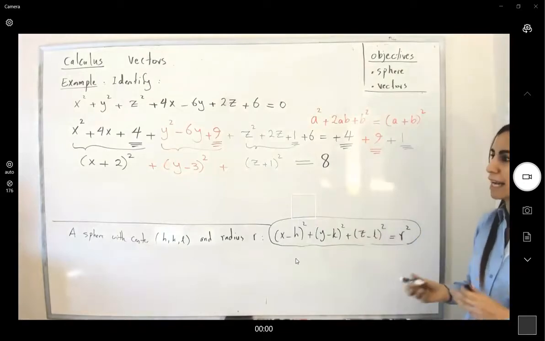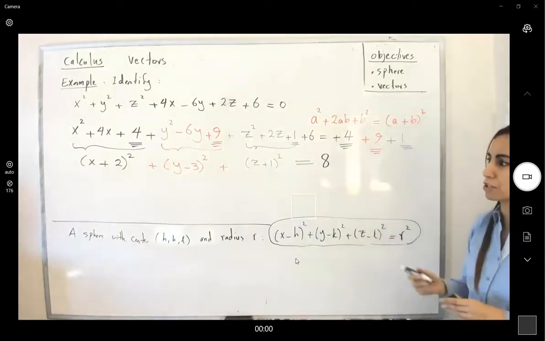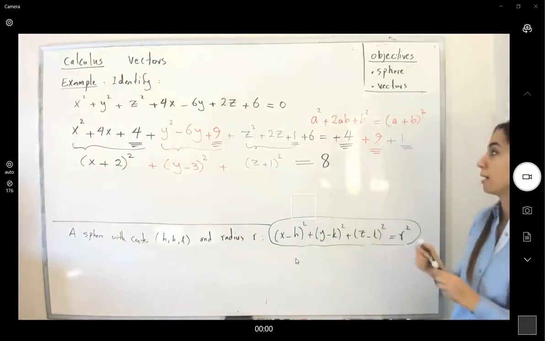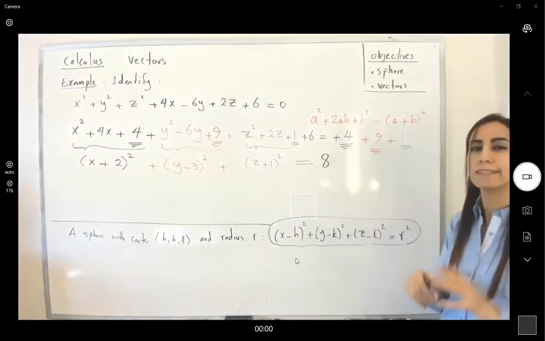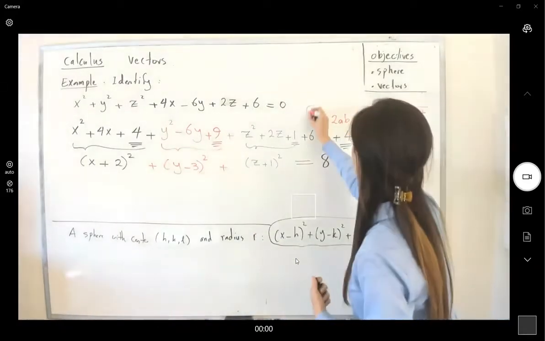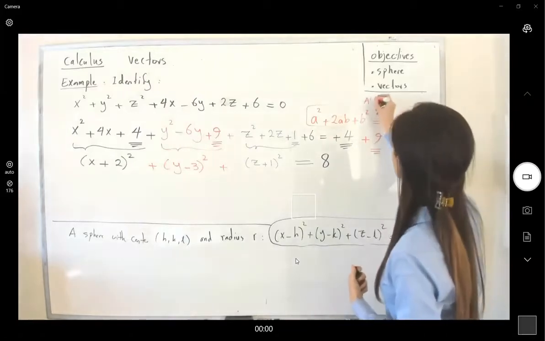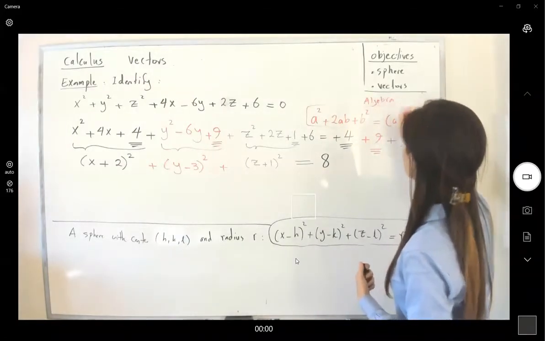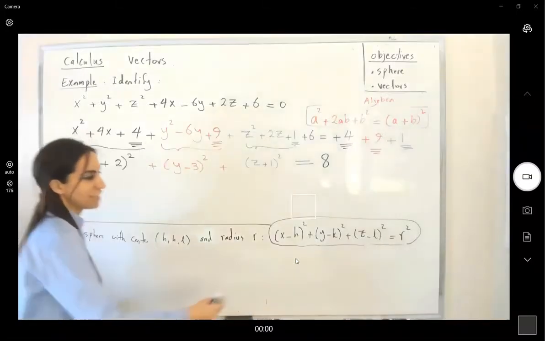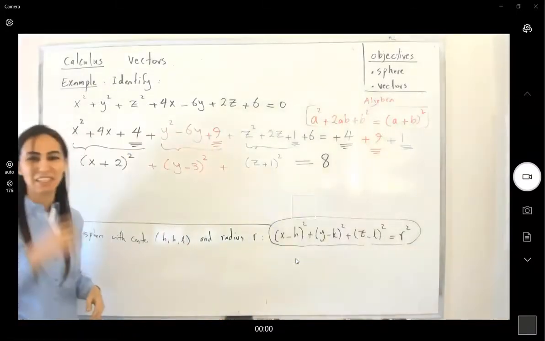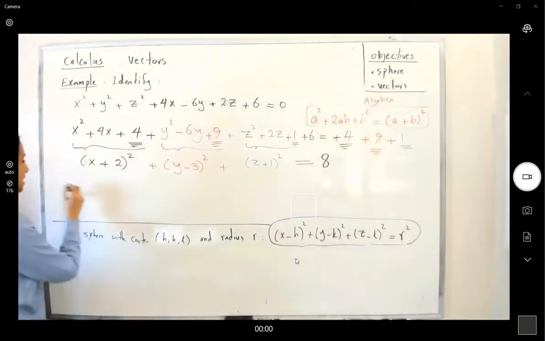So I haven't done that much. I just did the algebra, applied the formula that I learned before. Now, what is this equation? So this is from algebra. What is this equation? It is the equation of the sphere that you learned before.